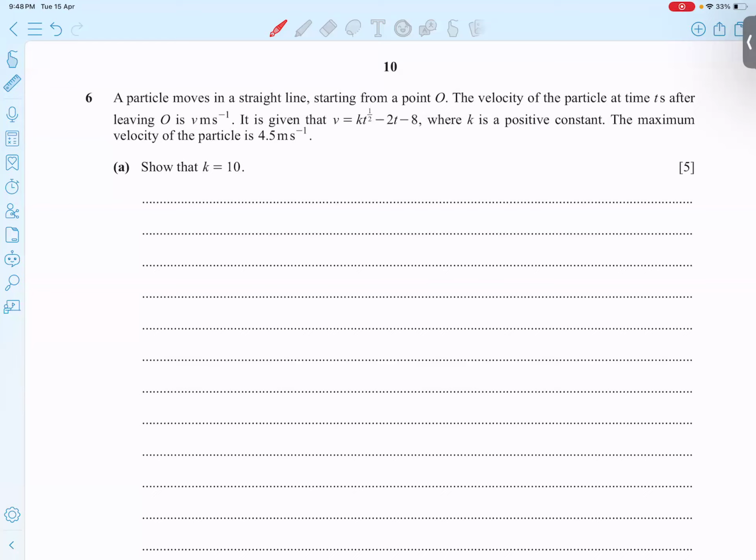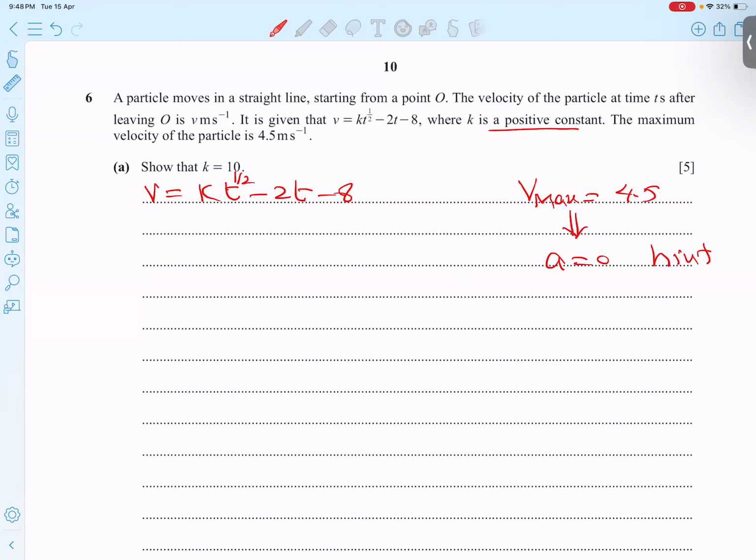So question number 6: a particle moves in a straight line starting from O, and the velocity of the particle after leaving A is given by this formula: V is equal to K times the square root of t, minus 2t, minus 8. K is a positive constant, and the maximum velocity is 4.5. So V max is equal to 4.5. And all of you know, whenever velocity is maximum, acceleration is 0. So we have only one hint available, no other hint.